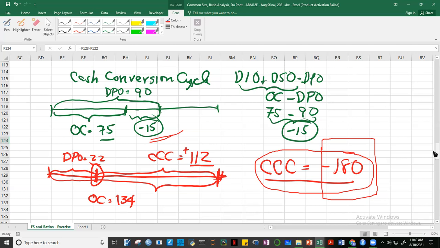Kaya nga lumipat sila sa Robinsons, kasi sa Robinsons mas manageable yata yung operating cycle nila, no? So mukhang sa Robinsons mas mababa yung cash conversion cycle. Although it's still negative, pero mas mababa. So, ganun guys, ito yung danger nito, no? A very high negative cash conversion cycle. That might be detrimental to your suppliers.